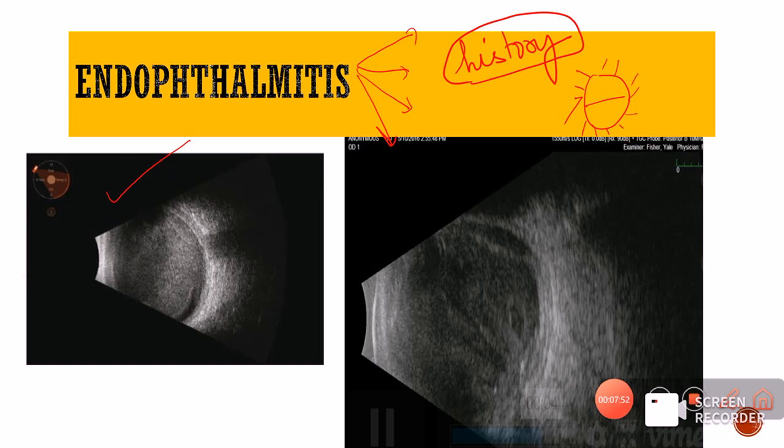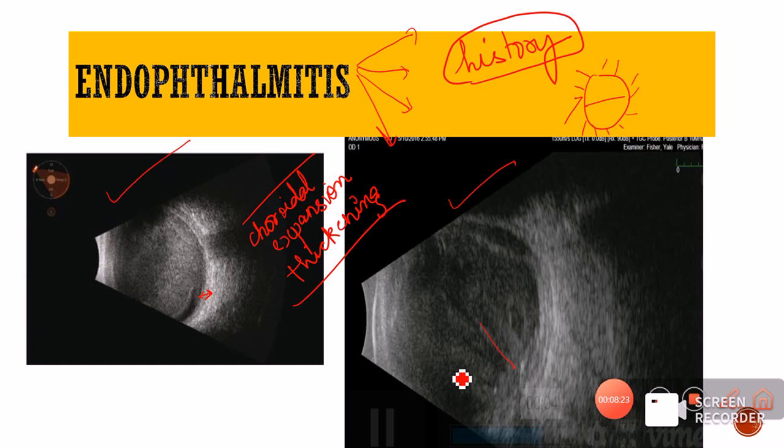And on B scan, typically one sign that you have to see is the expansion of the choroid. Okay, so what is it called? It is called choroidal expansion or thickening of the choroid. So on B scan, one feature to remember with respect to endophthalmitis is the thickening of the choroidal layer, right? Similarly, in this picture also you can see some membranes and some dot echoes, right? However, what is more clear over here is the choroidal expansion or choroidal thickening, and this will tell you that this is a case of endophthalmitis.